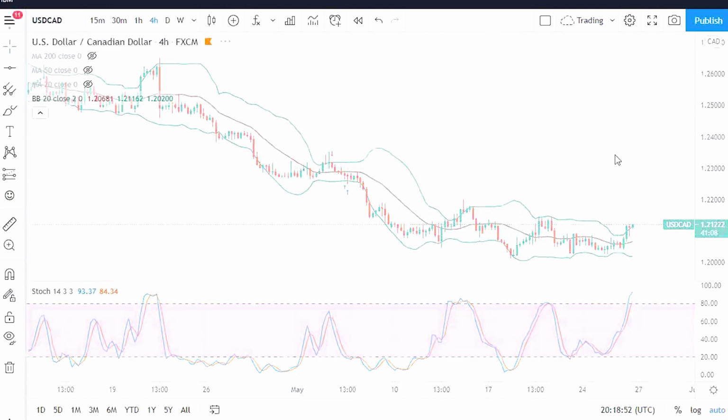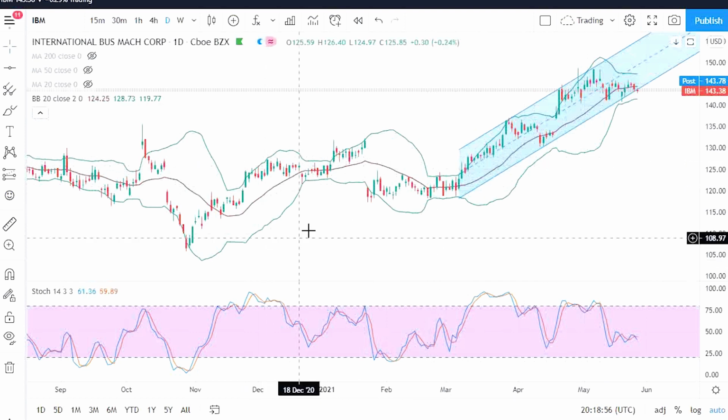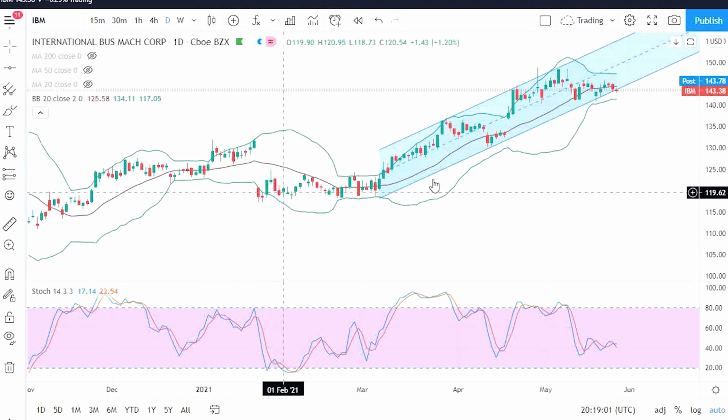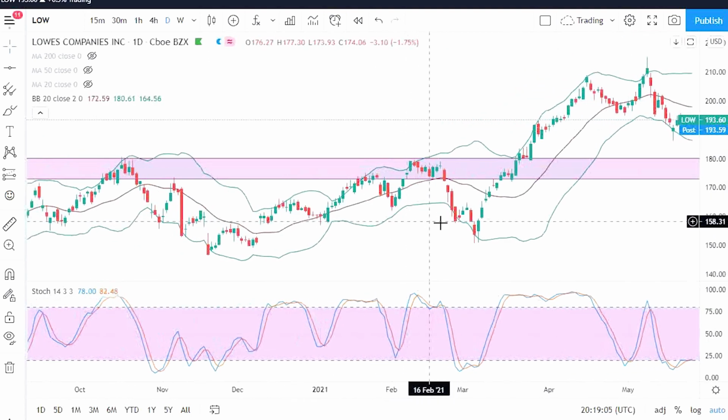Now, does this work in stocks? Yes, I use the daily chart on stocks to trade this system. Here's one. Oh, nope, that's actually not one. Let's go find one. Here's one.